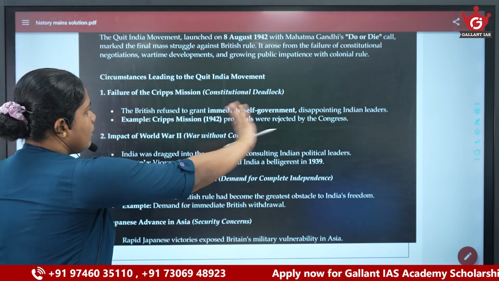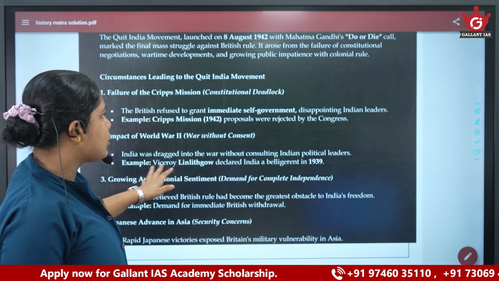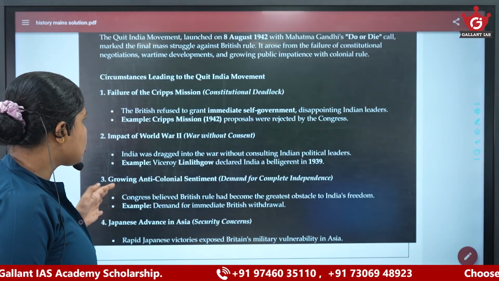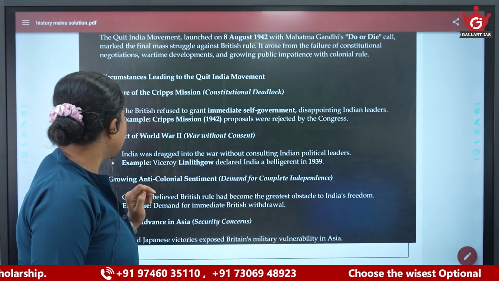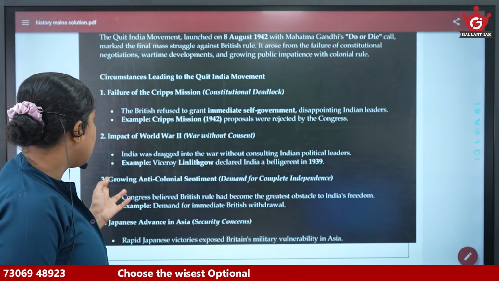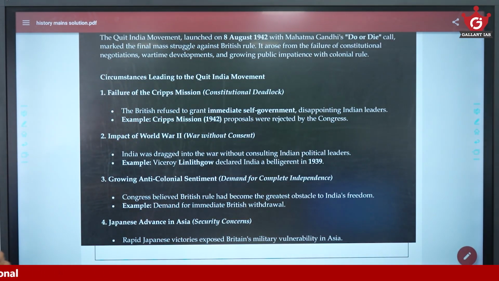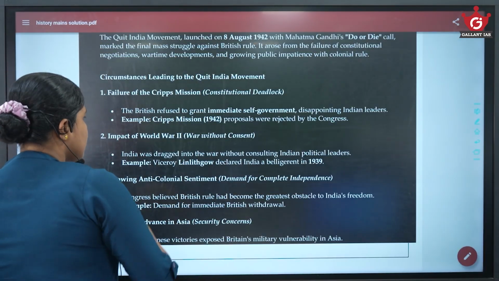First is failure of the Cripps Mission that created a constitutional deadlock. So the British refused immediate self-government, and the Cripps Mission proposals were rejected. Next is the impact of World War II, war without consent. So India was dragged into the war without her consent. You can mention this with the Viceroy.